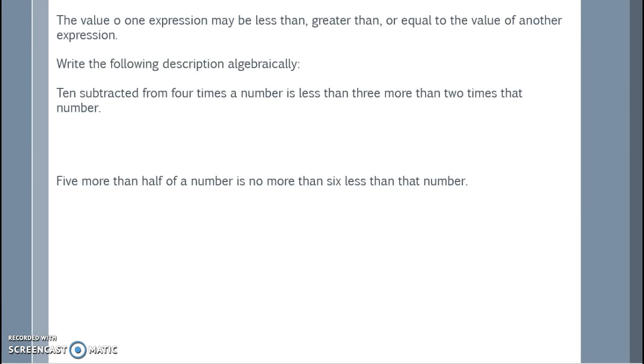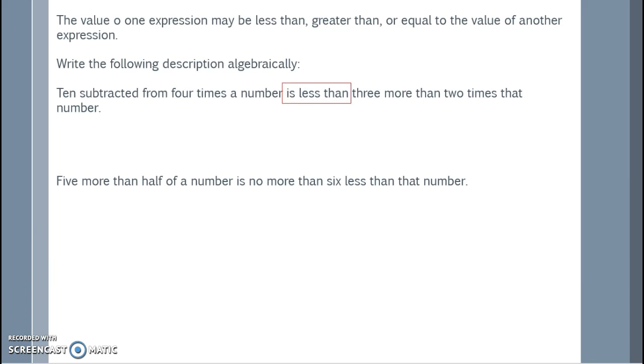The value of one expression may be less than, greater than, or equal to the value of another expression. Write the following description algebraically. 10 subtracted from 4 times a number is less than 3 more than 2 times that number. And 5 more than half a number is no more than 6 less than that number. That's a lot of words going on, so let's break it down.